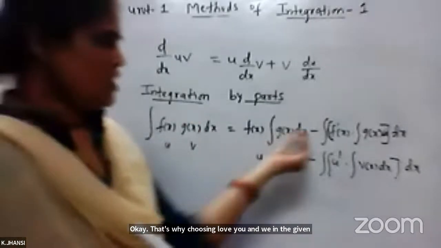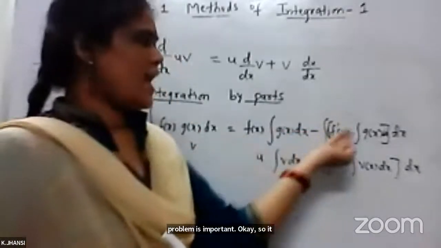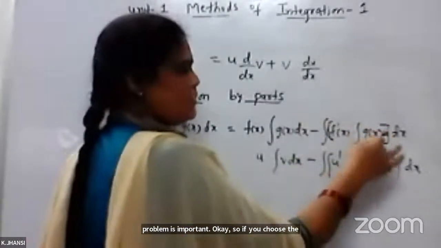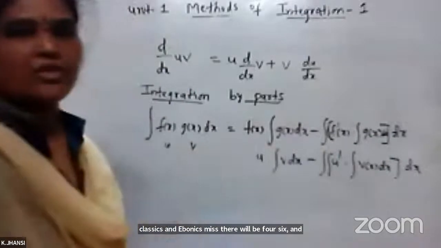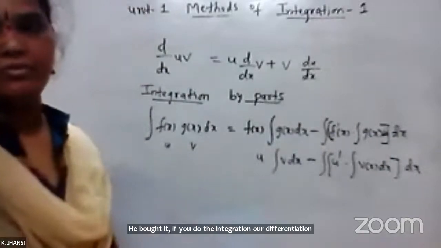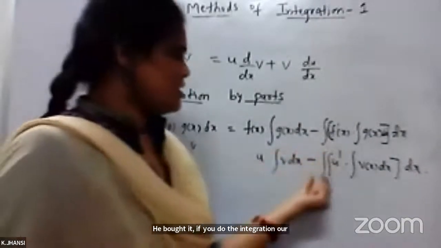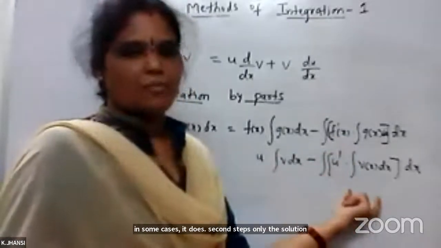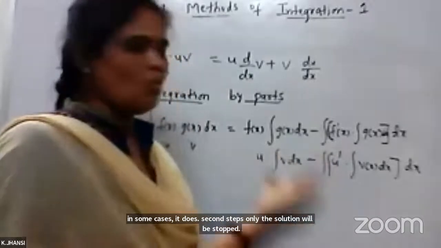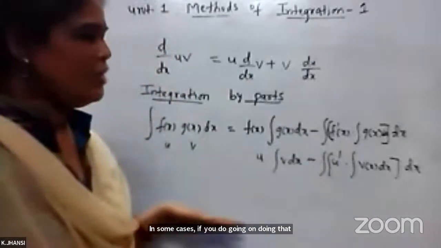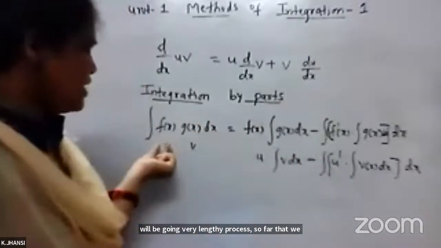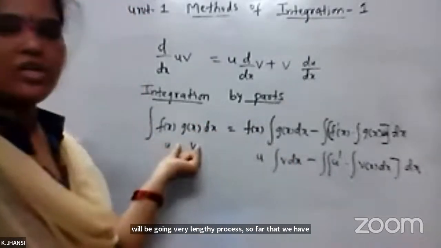Okay, so if you choose cos x and e power x, means e power x, if you do the integration or differentiation, you will get the same term. Okay, so in some cases the solution will stop at the second step only. In some cases, if you keep on doing that, it will become a very lengthy process. So for that, we have to choose which one is u and which one is v.